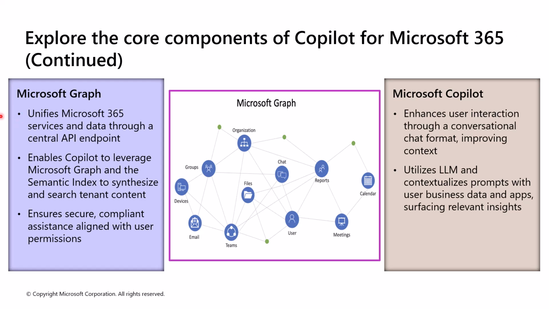Then the last component is Microsoft Copilot itself, which enhances user interaction through a conversational chat format, improving context, and it utilizes an LLM and contextual prompts with user business data and apps, surfacing relevant insights. So Microsoft Copilot works alongside Microsoft Graph, your Microsoft 365 apps, your natural language processing, as well as your LLM, and together they make up what we know as Microsoft 365 Copilot today.